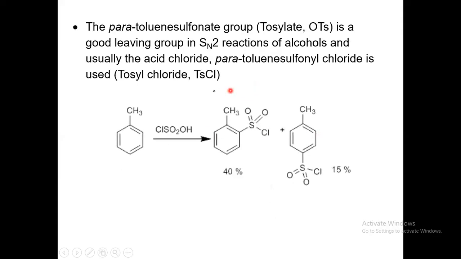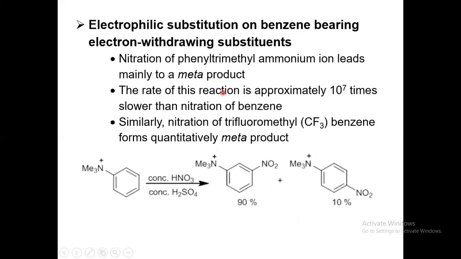The next thing is that it is also a good leaving group in SN2 reactions. And in SN2 reaction, the one that we use is the tosyl chloride. The para-toluene sulfonyl chloride is this one. This is SO2, right? This is the para one, the lower product. And then it's a good leaving group in SN2 reaction. Good. And so what we were talking about were activators, ortho-para directors.